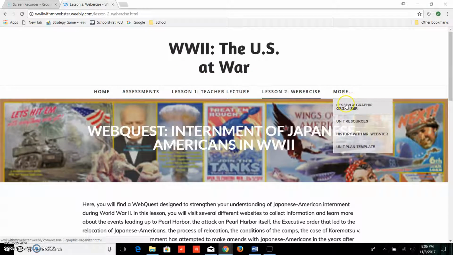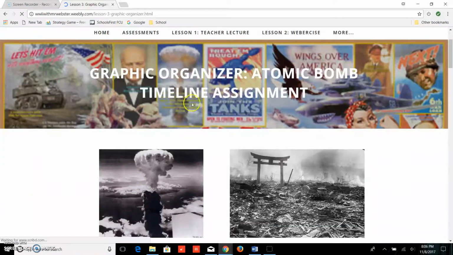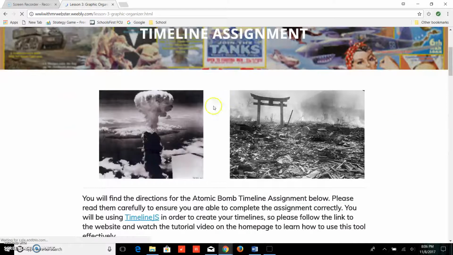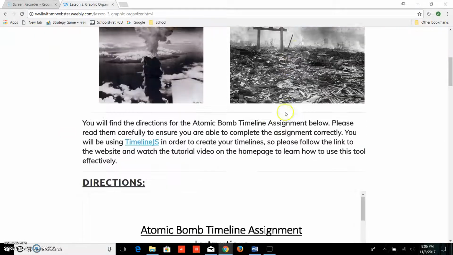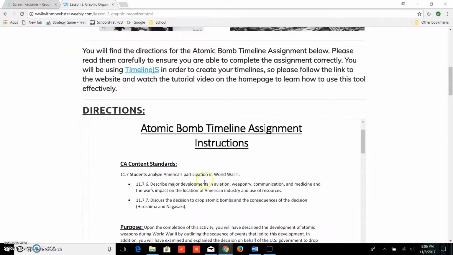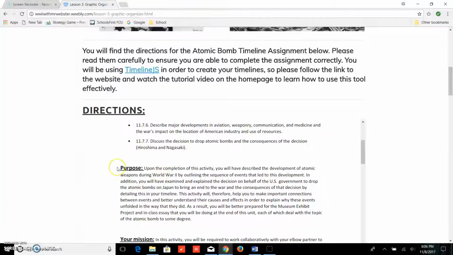Then up here I have lesson 3, which is my graphic organizer assignment. This assignment is a timeline assignment that I created about the atomic bomb. Here's a picture of the explosion of the atomic bomb and the aftermath. I have the directions located right here. So here I have them focusing on the events surrounding the Manhattan Project and the development of the bomb itself.